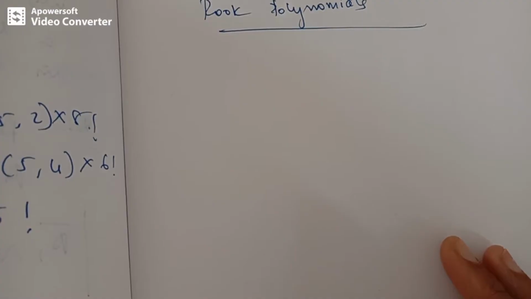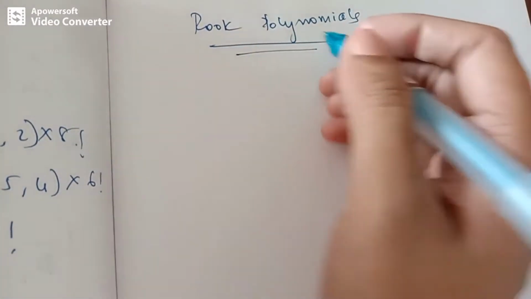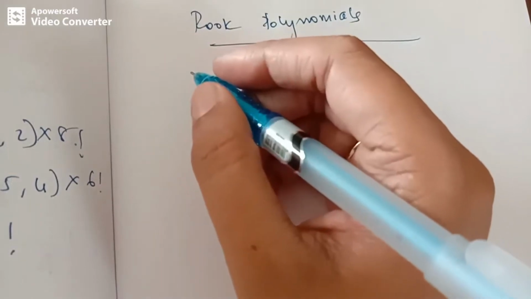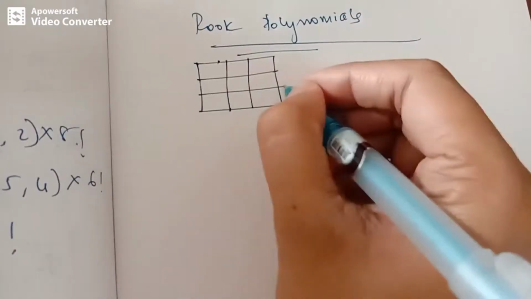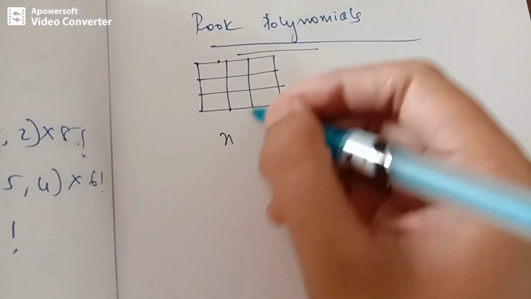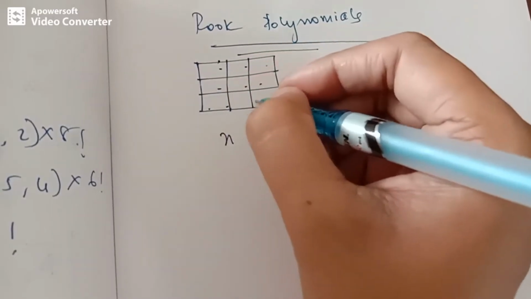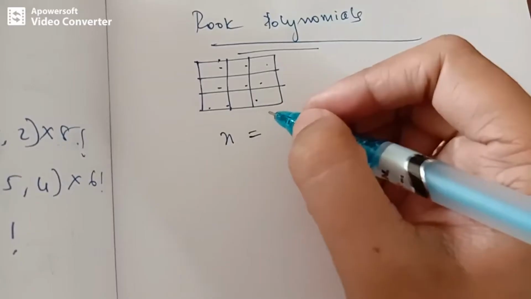Let's discuss rook polynomials under Module 4 of the Discrete Maths course. First of all, let's see the definition of rook polynomials. Let's consider a board that resembles a chessboard, a complete chessboard or a part of a chessboard. Let n be the number of squares present in the board. So here the number of squares is 9.